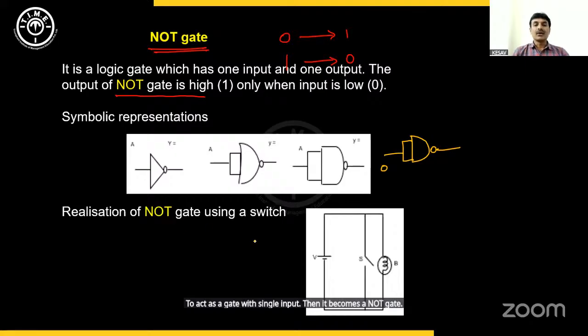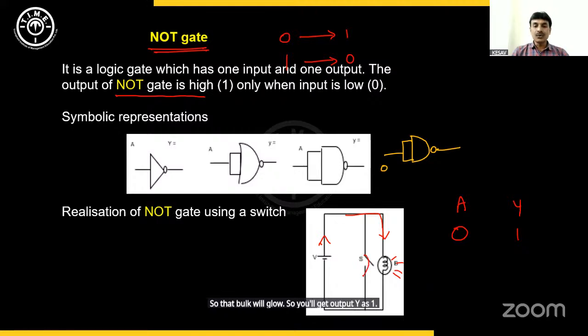Now, using a switch, the NOT circuit is very easy to understand. See, when current is passing through this battery this way, here are two parallel paths. In one path you have a switch, in another path you have a bulb. When the switch is in open mode, meaning when switch is 0, input is 0, the only path available for the current is through the bulb, so that bulb will glow. So you will get output Y as 1.